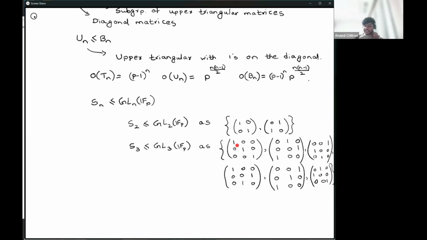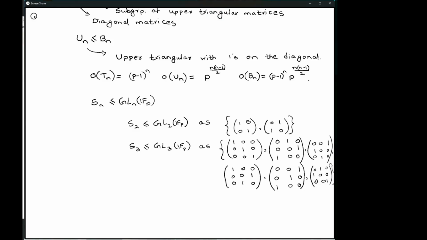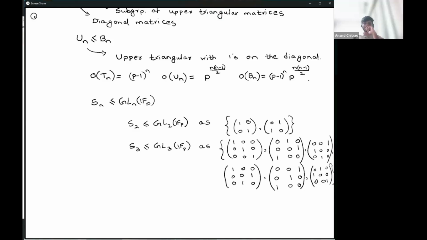What we do over here is we start with the identity matrix. Now, given any element of Sn, you just apply that element to the rows and columns. That's the idea. And that's how you realize Sn as a subgroup of GLn.